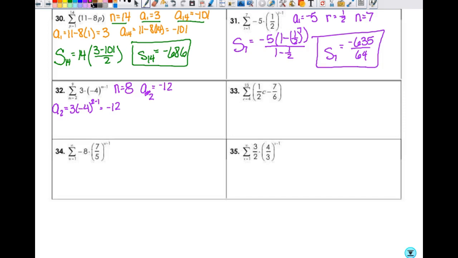So then I substitute it in. The sum of these 8 terms is equal to A1, or the first term, which is really A2, is negative 12 times 1 minus, oh, I also need R that I didn't write down. My R is negative 4, it's right there. 1 minus negative 4 to the nth power, and your N is 8, even though this says 9 up there, to the 8th power, all over 1 minus a negative 4. So that sum of those 8 terms is 157,284.